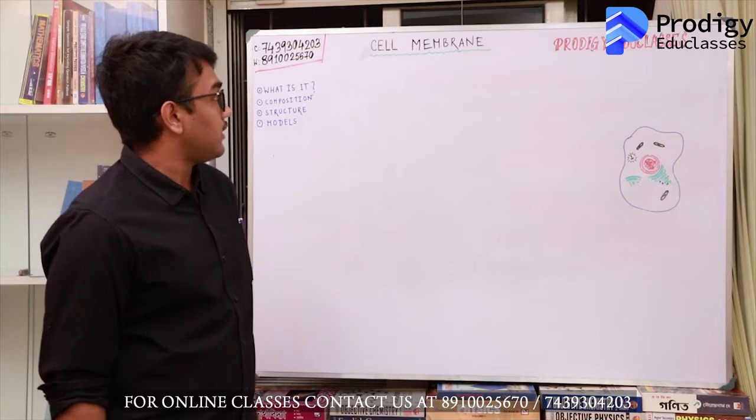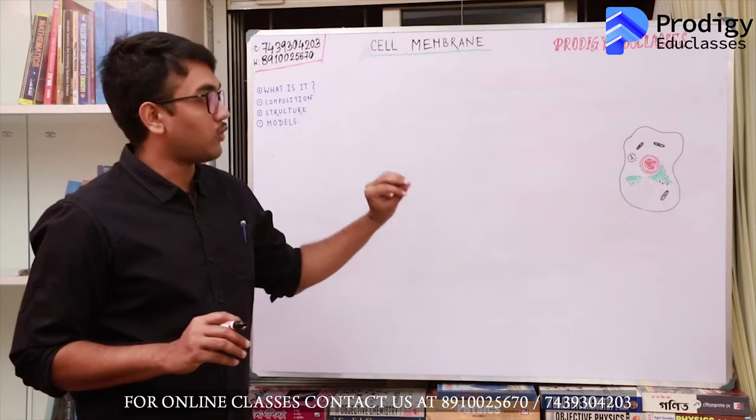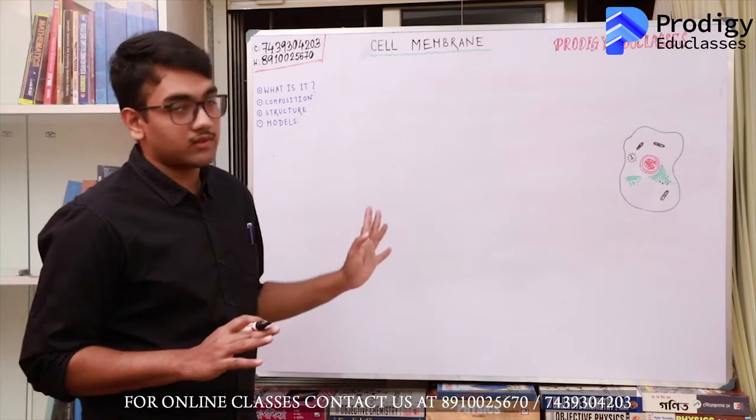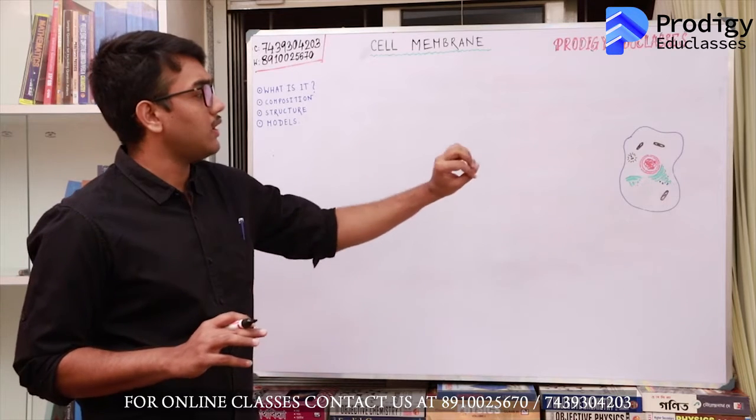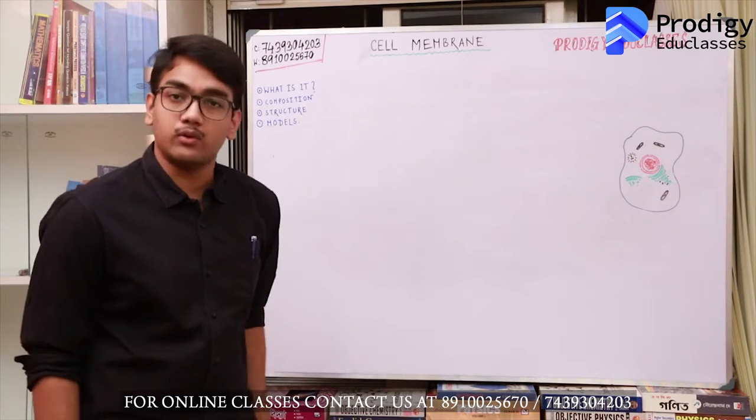In order to understand this, you need to have a basic knowledge of cell as to what a cell is, what a eukaryotic cell is, what are its structures, cell wall, cell membrane and cell organelles. A very basic knowledge as to how the things look and how they are.